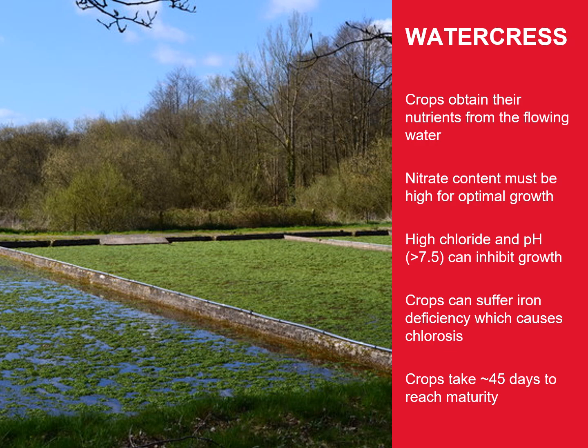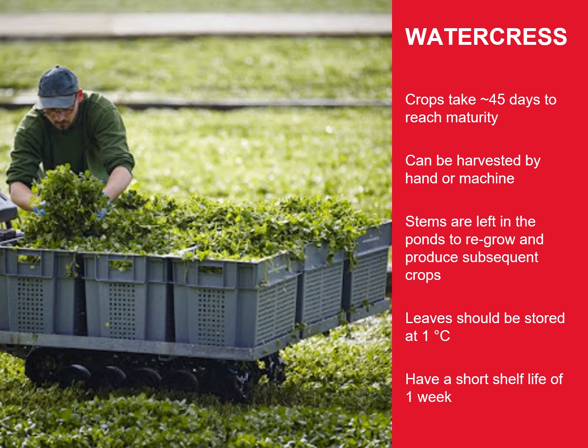Crops can suffer from iron deficiencies, which can cause chlorosis of the leaves. The crops themselves can take about 45 days to reach maturity. So within a growing season, it's possible to get in multiple harvests. As I said, it's possible to harvest a plant quite quickly.